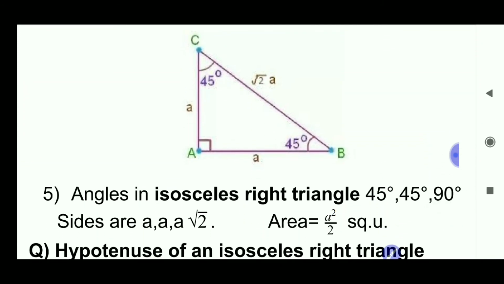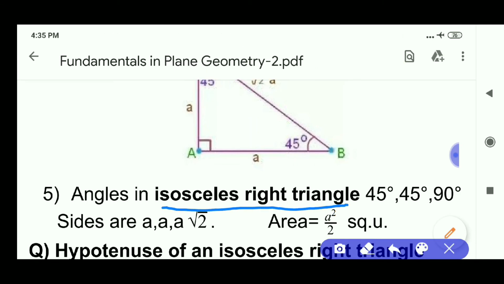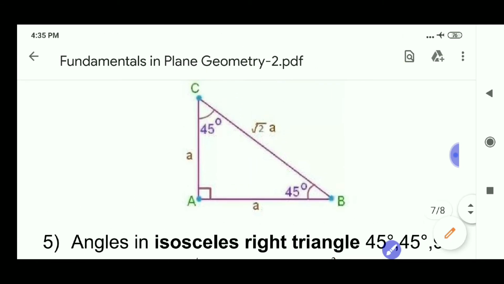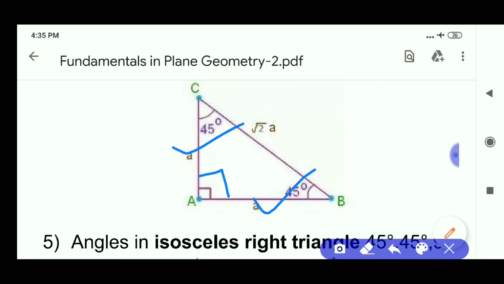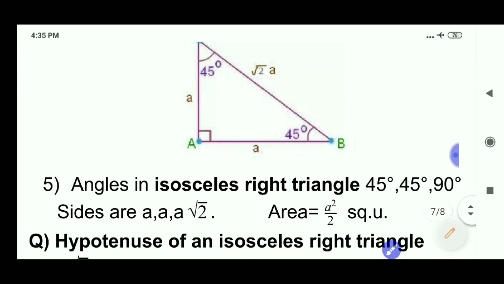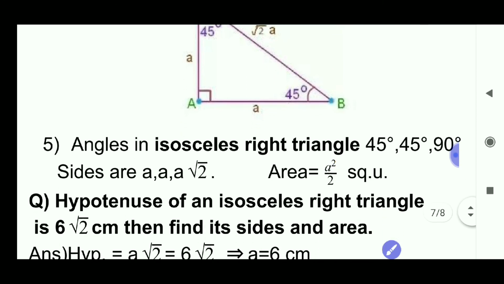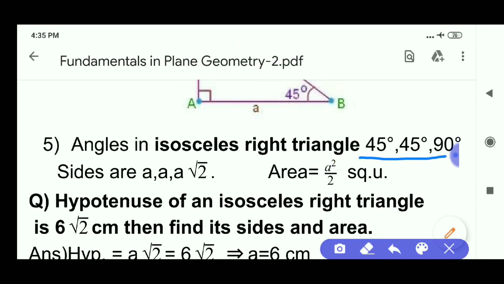Angles in an isosceles right triangle. That means it is an isosceles triangle and at the same time a right triangle. Two sides are equal and one angle is 90 degrees. In this triangle, angles are 45 degrees, 45 degrees and 90 degrees. And the sides are a, and the hypotenuse is a root 2. The formula to find its area is a square by 2 square units.